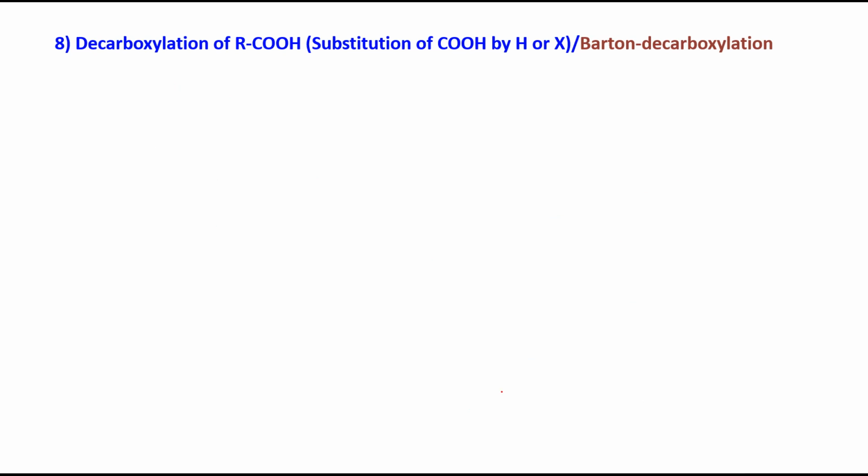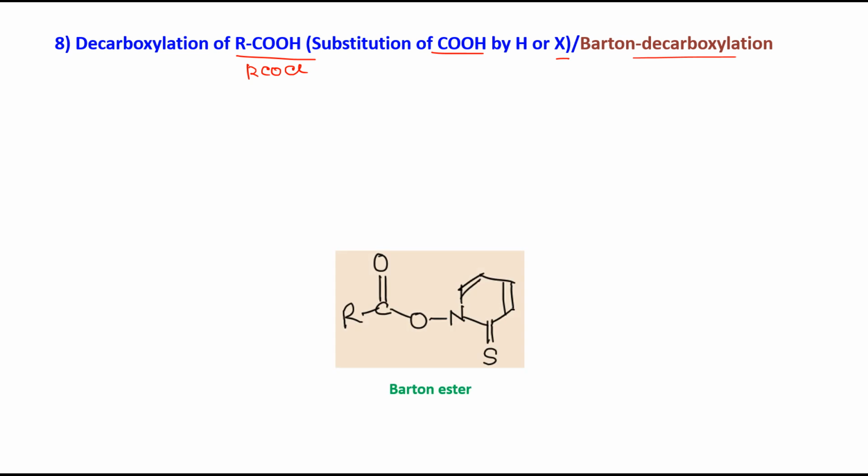Another reaction, number 8, now it is decarboxylation. So from RCOOH, now it may be RCOX also, that is you can take RCOCl. There will be substitution of the COOH either by hydrogen or X, and this is known as Barton decarboxylation. So what we are doing here? First of all, we have to make this ester, which is Barton ester, starting from RCO2H or RCOCl.